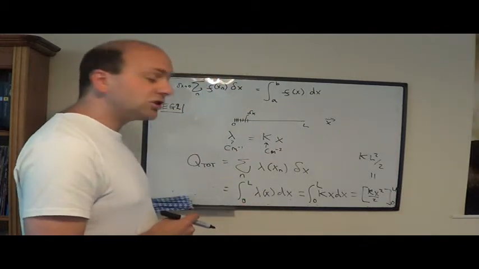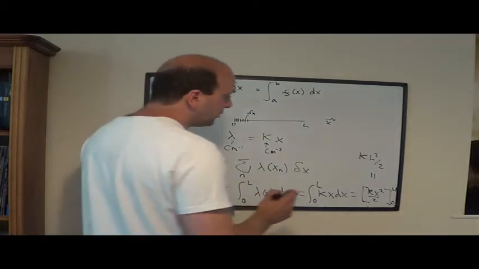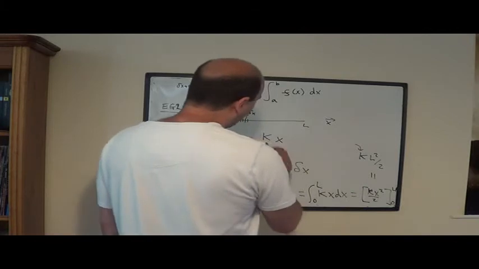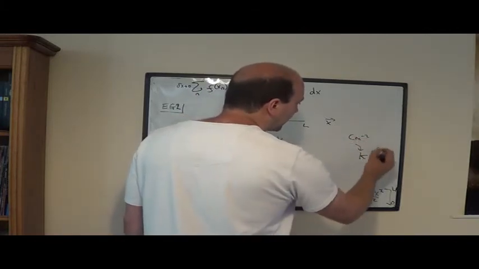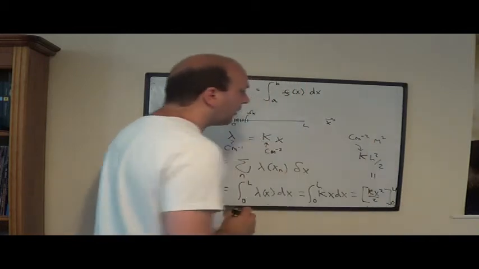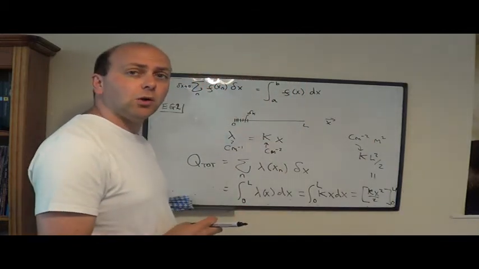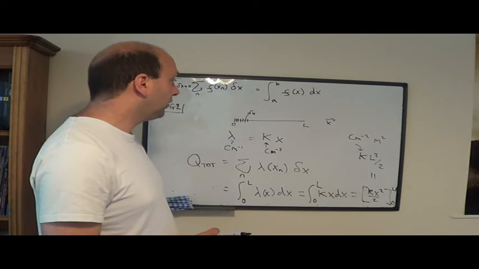L squared upon 2. And just to check that it makes sense, let's do the units. So we said that k came in coulombs per metre squared, L is a length squared, so indeed that is a number of coulombs, which it should be if it's a total amount of charge.